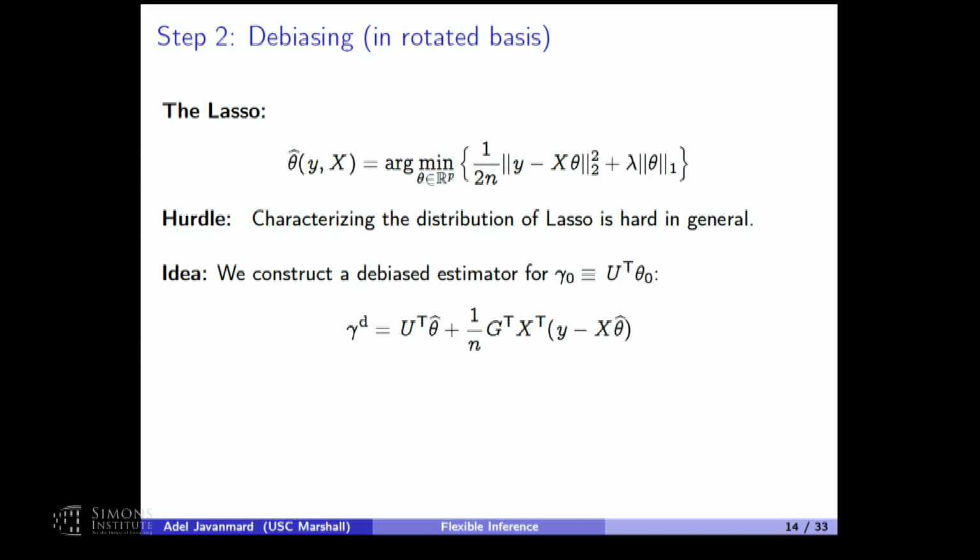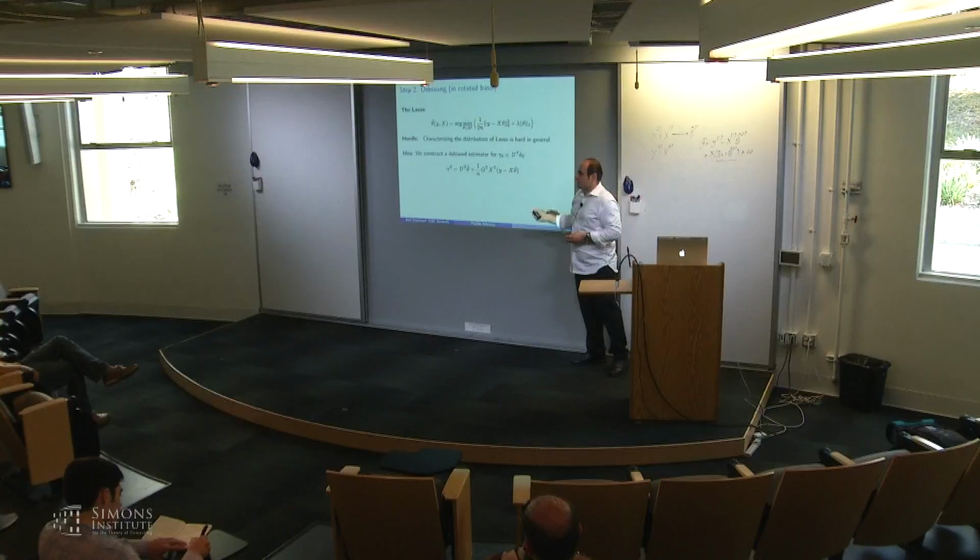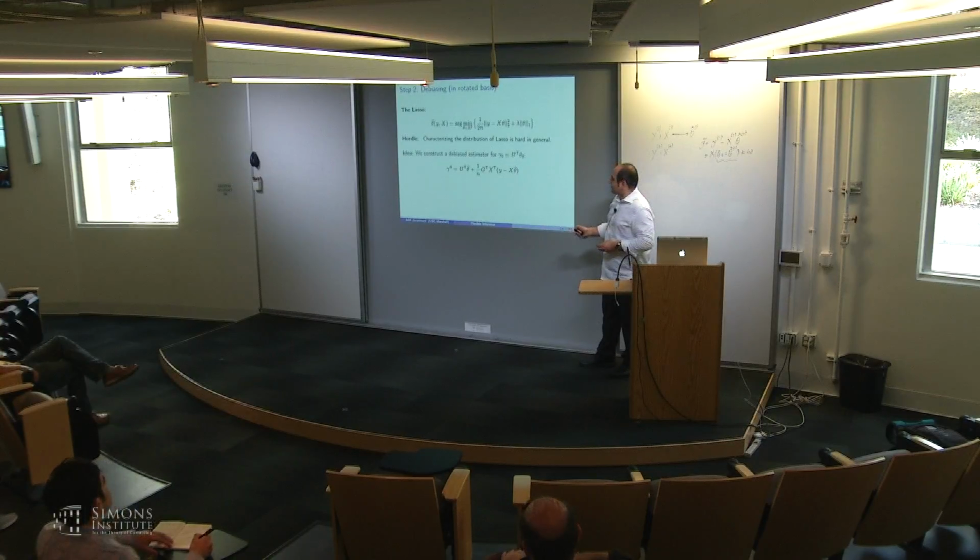Now, the idea of debiasing was to start from the Lasso estimator and try to remove the bias as much as you can. And then this gives you another estimator called the debias estimator that has less bias, but also it goes under some distributional characterization. So I'm doing debiasing on a rotated space. If you look at theta 0 in the projected space, these are the coordinates of the vector. So this is gamma 0. And I want to do debiasing directly on gamma 0. Okay? So this is the form of a debias estimator.